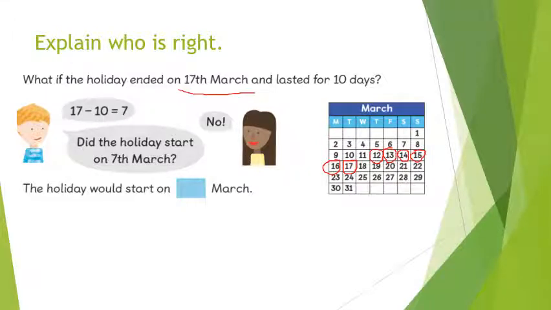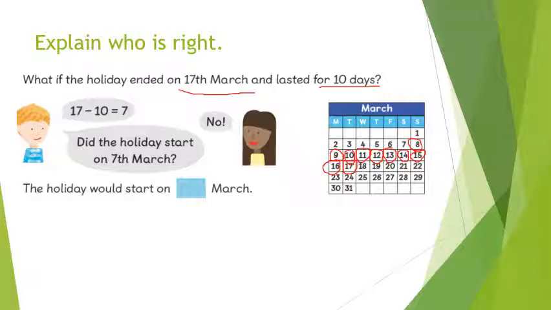Let me reread this. What if the holiday ended on the 17th of March and lasted for 10 days? So I need to circle 10 days, don't I? So if I keep going, 9, 10, let me double check. 1, 2, 3, 4, 5, 6, 7, 8, 9, 10.